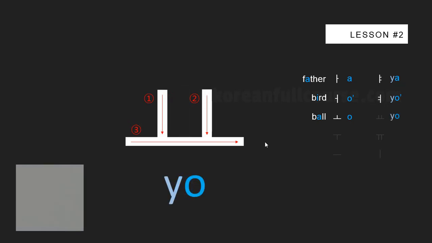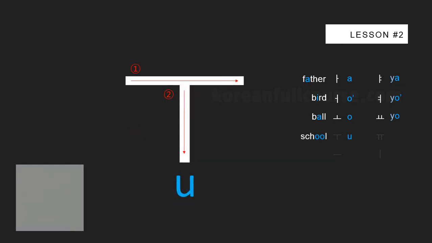Next letter is Yo. Again, it looks like O. You just add an extra vertical stroke over here. First you draw 2 vertical strokes and then 1 horizontal stroke on the bottom. The next letter is U. It looks like a reversed version of O, but a little bit different. As you can see, this vertical stroke here is a bit longer. And at this time, you start drawing the letter with the horizontal stroke first and then draw the vertical stroke, okay?